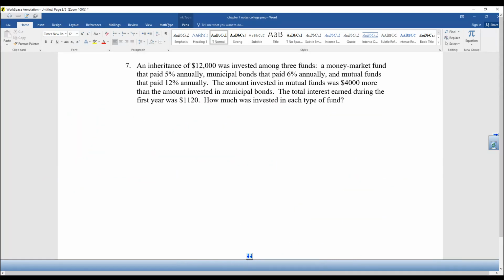All right, number 7. An inheritance of $12,000 was invested among 3 funds: a money market fund that paid 5% annually, municipal bonds that paid 6% annually, and mutual funds that paid 12% annually. By the way, if you're wondering, why would somebody not just put all their money into mutual funds?